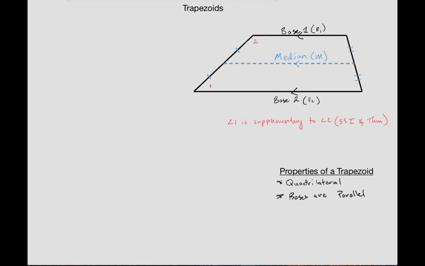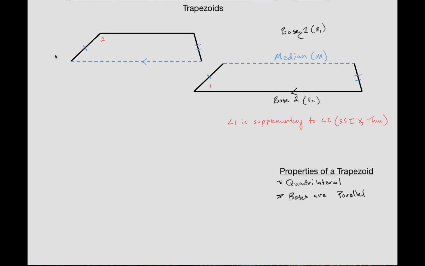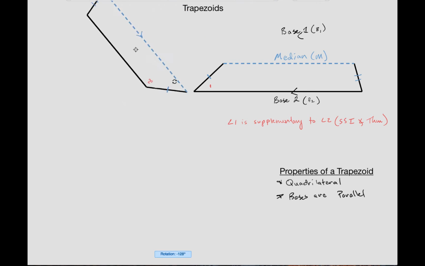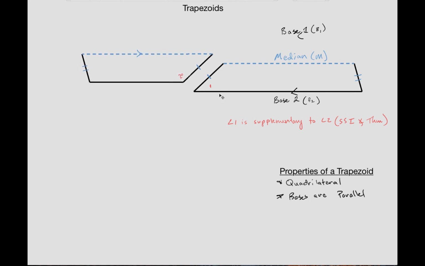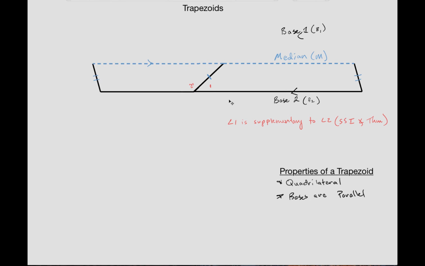So what I'm going to do now is take this piece that's right up here and move it right over here. And then I'm going to rotate it around until that base is again parallel to the other base. And then I'm going to move it right over here and lay it right on top. And again, those are congruent to each other. And this piece right here is just base 1. And the top part on top here is, of course, just the median.